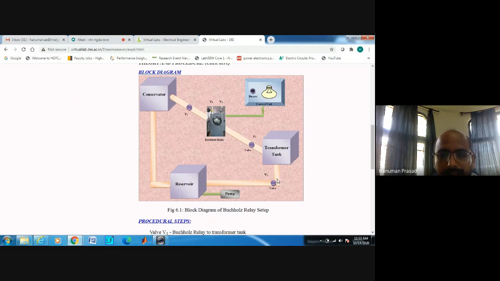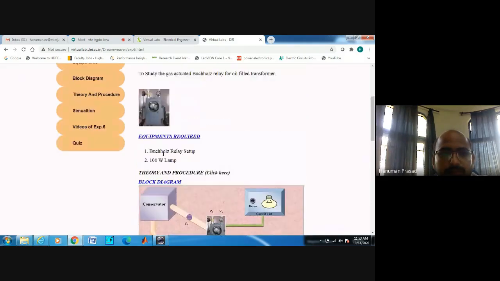When any internal fault occurs inside the transformer tank, the oil comes from the reservoir to the conservator and from the conservator to the Buchholz relay. The Buchholz relay is connected to the control unit, and the buzzer starts ringing. This means some internal fault has occurred inside the transformer tank.